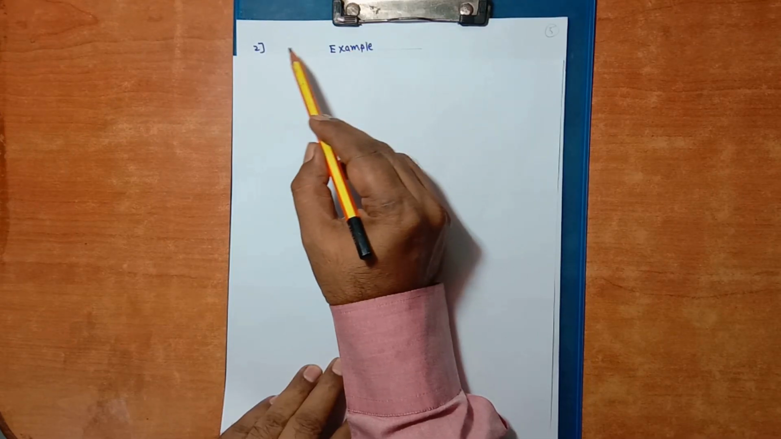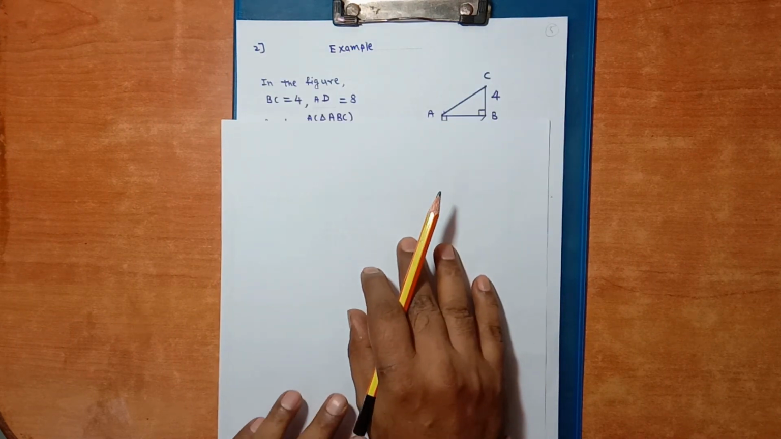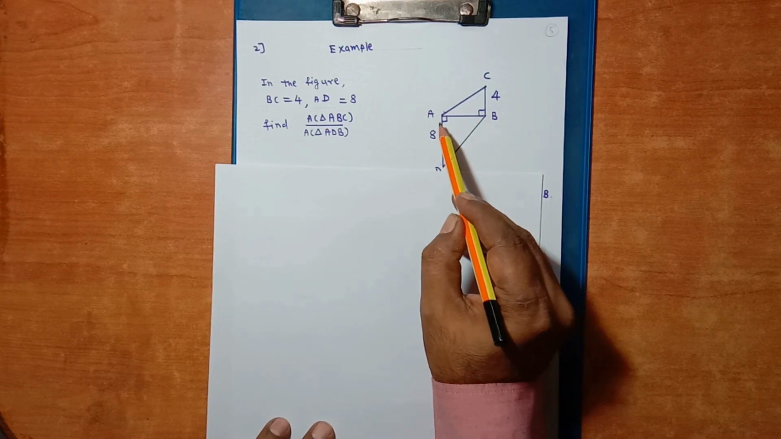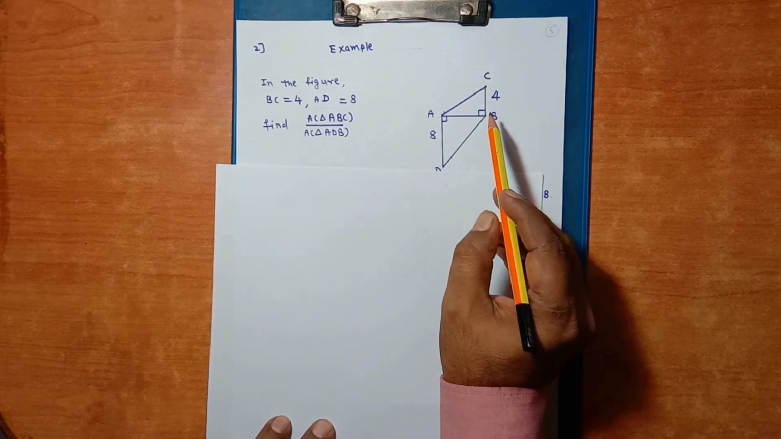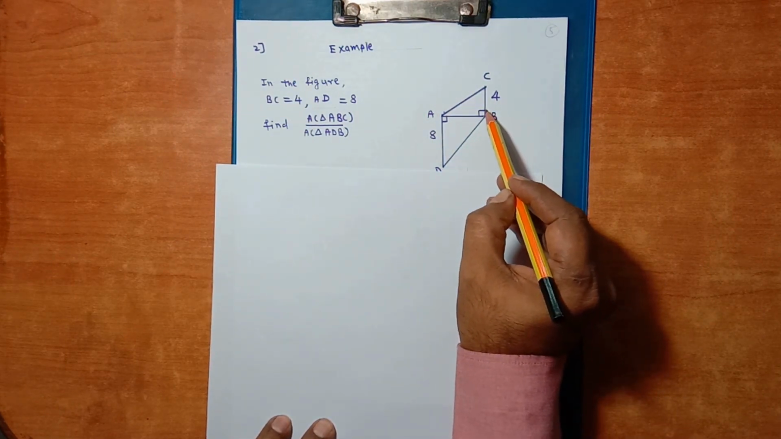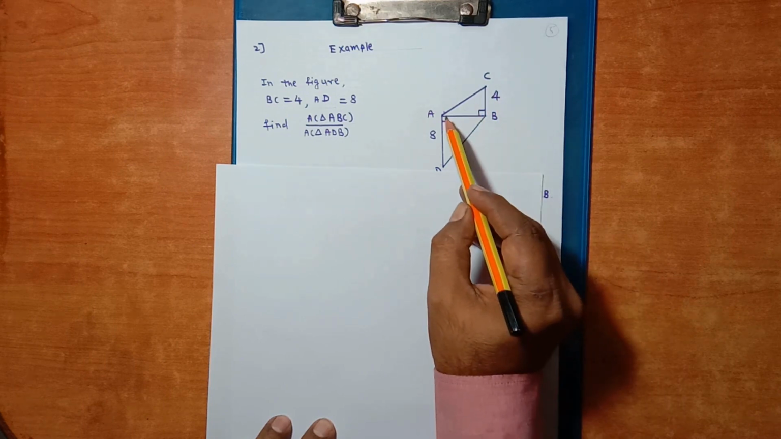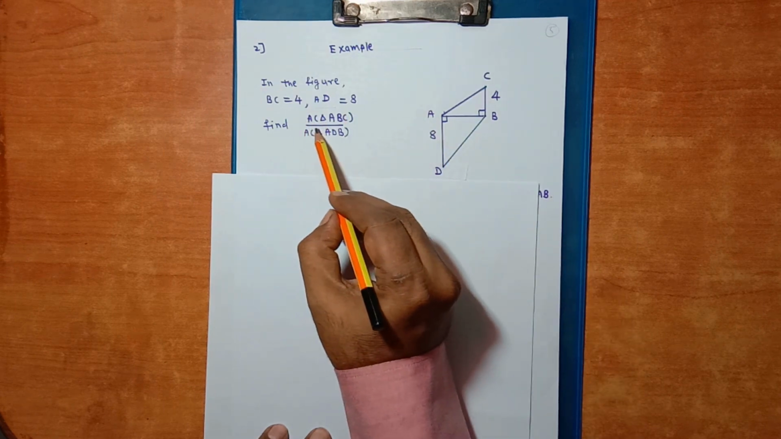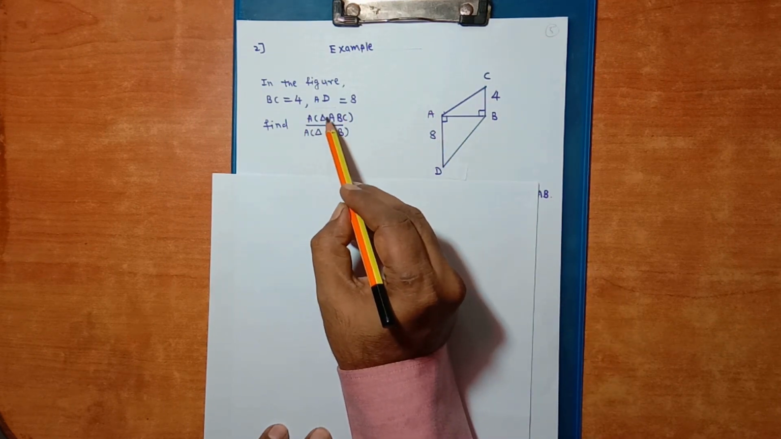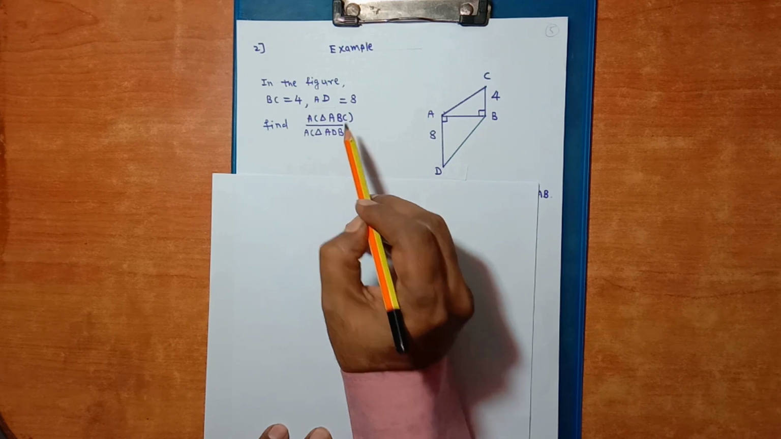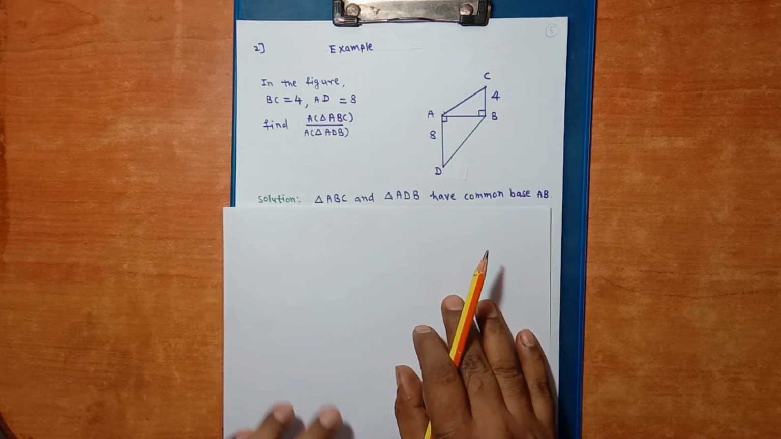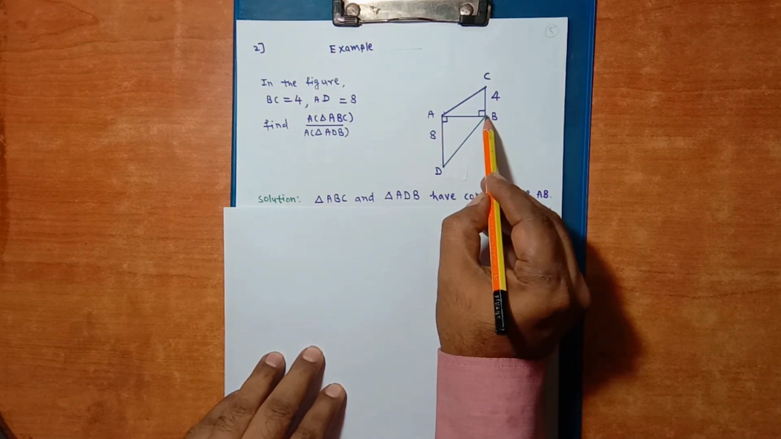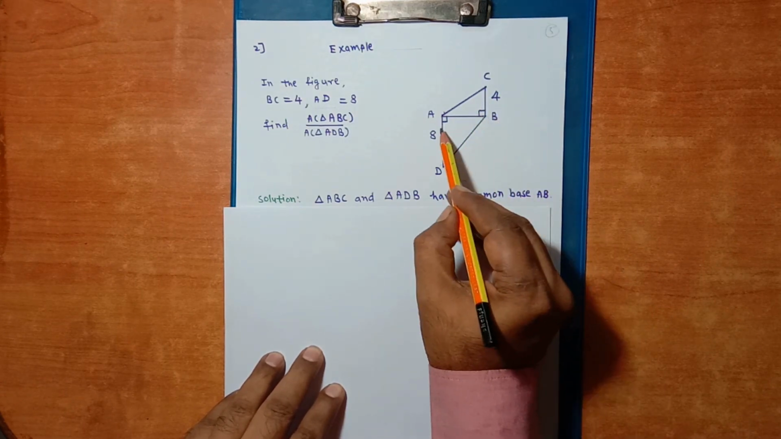Let us go for example 2. Here in the figure, triangle ABC and triangle ADB are given. In triangle ABC, length of BC is 4 and in triangle ADB, length of AD is 8, and we have to find out the ratio of areas of triangle ABC and triangle ADB. Now, triangle ABC and ADB have common base AB and their height is different.